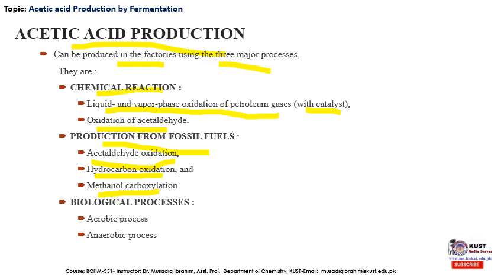So the topic of our interest is biological processes, and basically acetic acid is produced by the process of fermentation. There are two types of fermentation: one is aerobic and the other is anaerobic. In aerobic fermentation, oxygen is available to the process, and in anaerobic you don't have the presence or provision of oxygen in the process.